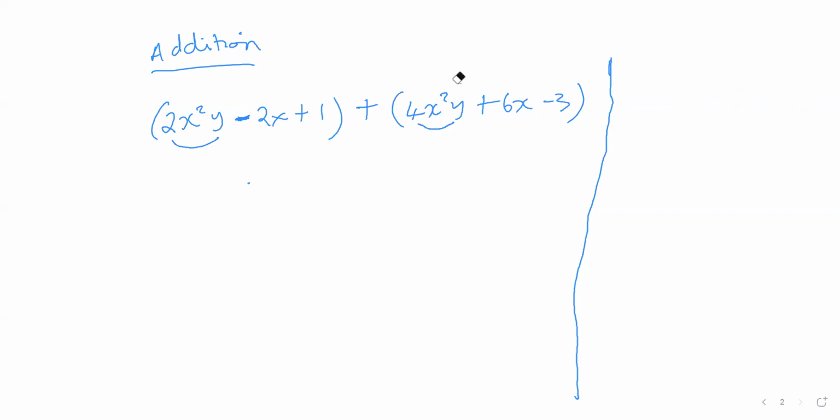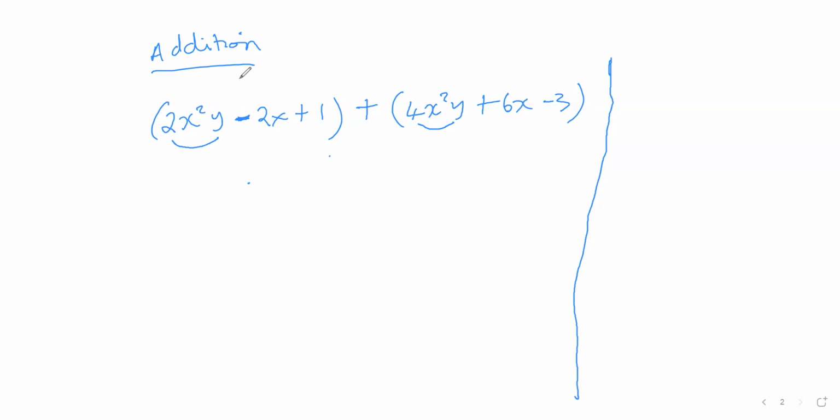Okay, so that's what I mean by coefficient, basically. Like terms are terms that differ only in their coefficients. For instance, this term contains x squared y. This term also contains x squared y, so they are like terms. This term contains x, this one also contains x, so they are like terms. The difference between them is just in their coefficients. This is a constant, this is also a constant, so they are like terms.